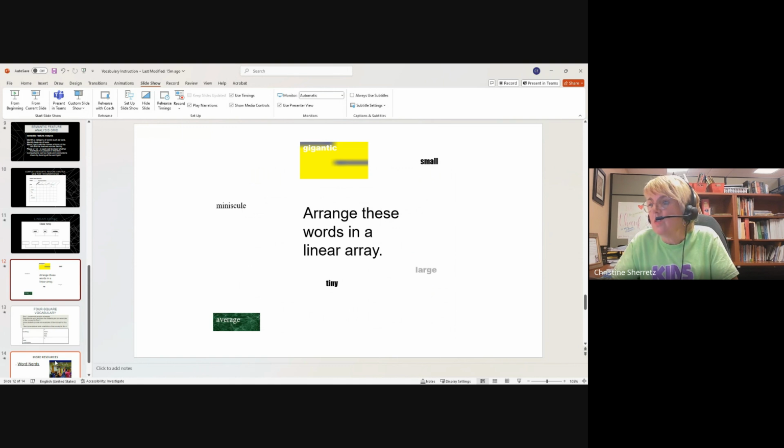Another thing that you can do is what we call a linear array. And so here we have the words minuscule, tiny, large, small, and average. So having students put those in order from the smallest to the largest. And what we're teaching kids is we're teaching them precision in vocabulary. So if something is minuscule, that's smaller than if something was tiny. So precision, that's important in vocabulary. So this is a good word if you were teaching adjectives.